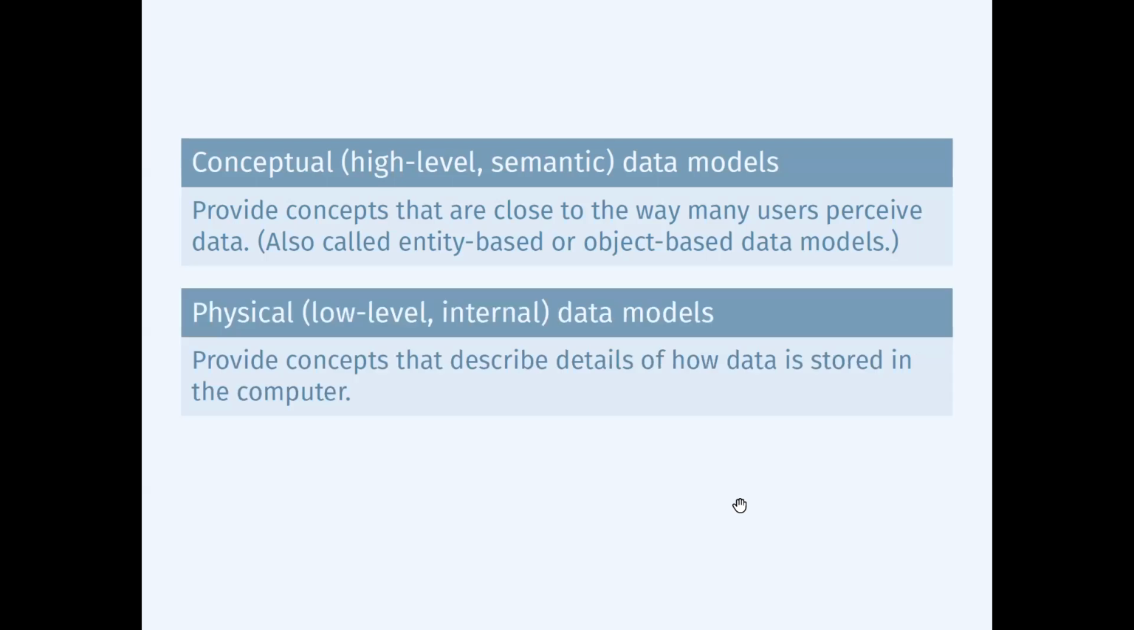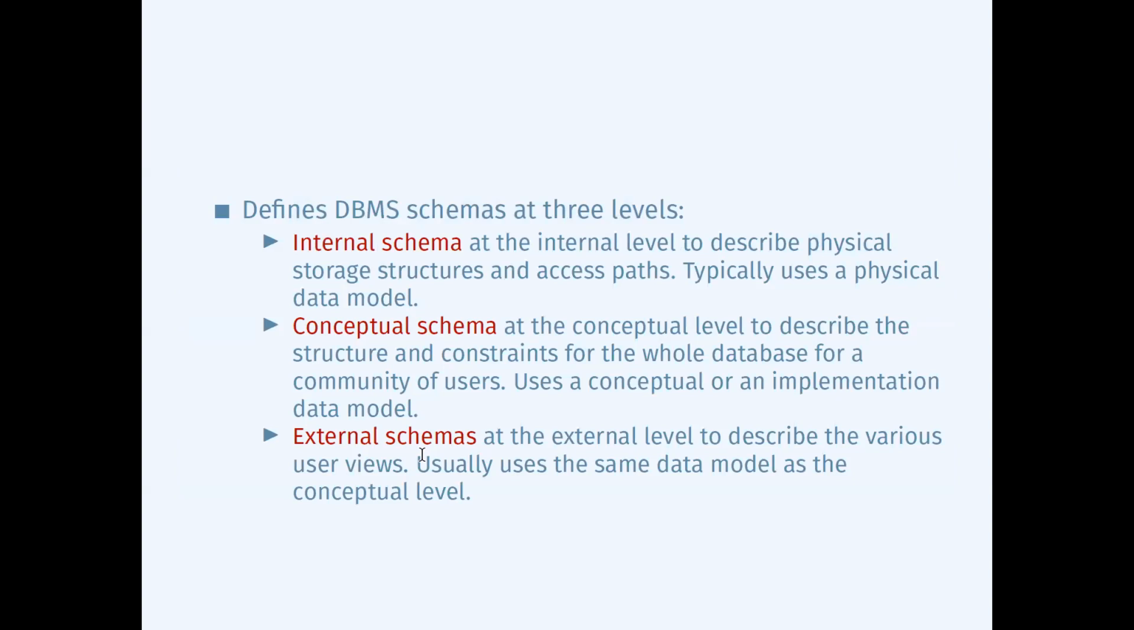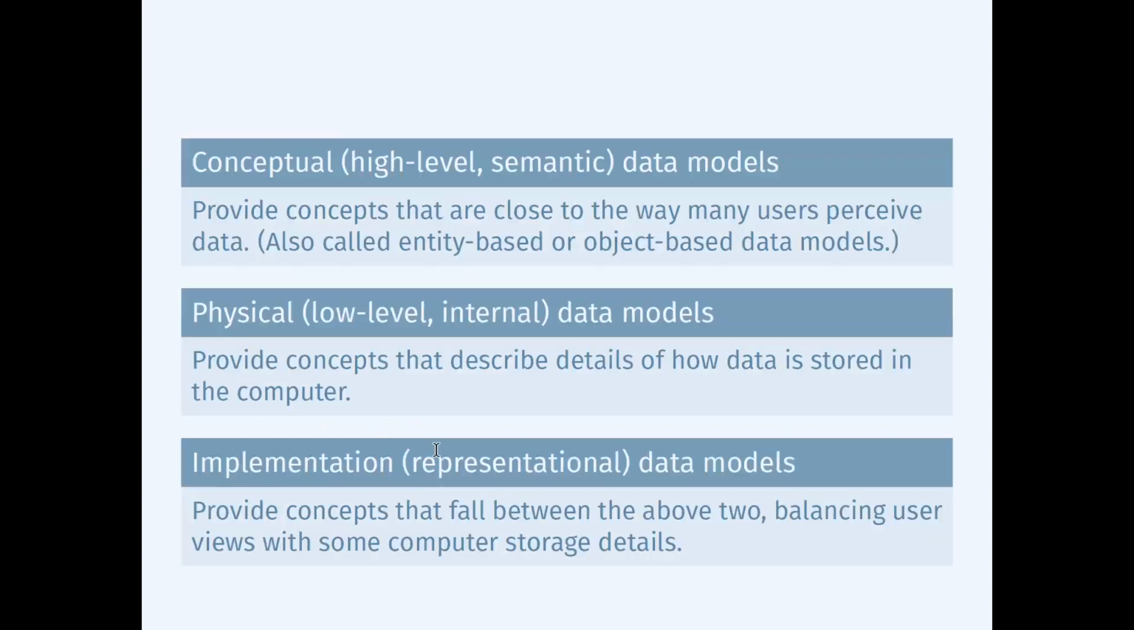The second one, as I told you earlier, is called physical data model, which provides how the data is stored in the computer, which is sometimes called the lower level or internal level data model. The third one, we call it implementational or representational data model, which means it's in between. Sometimes this will be based on user views and also together with some storage details. So those are the three different data models.